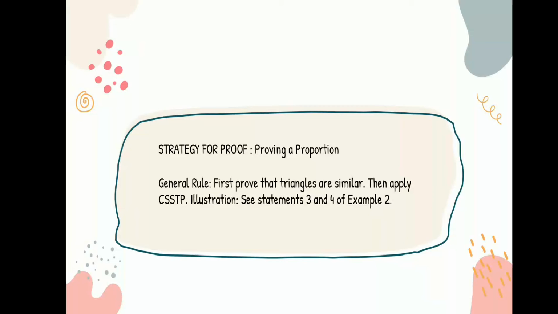Now, here I want to explain to you all about proving a proportion. Strategy for proving a proportion. General rule. First, prove that the triangles are similar. Then apply CSSTP. Illustration. We can look at statements 3 and 4 of example 2.